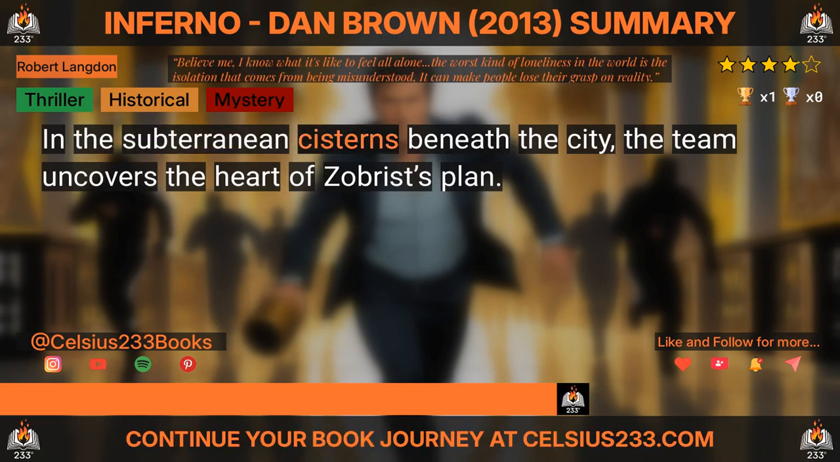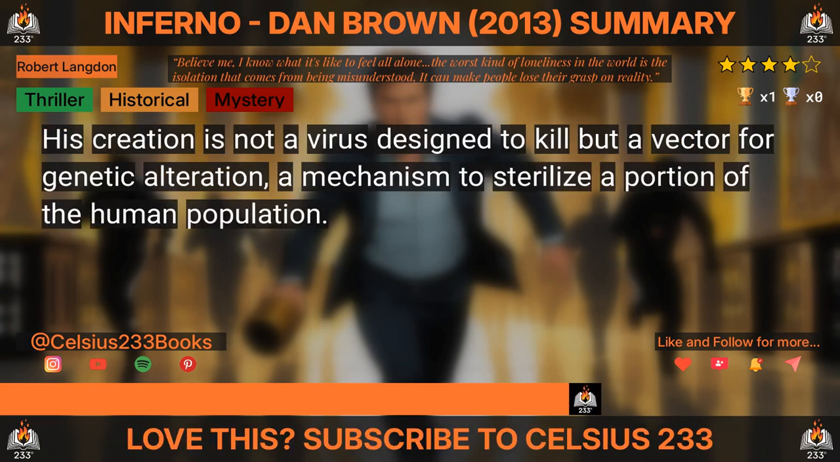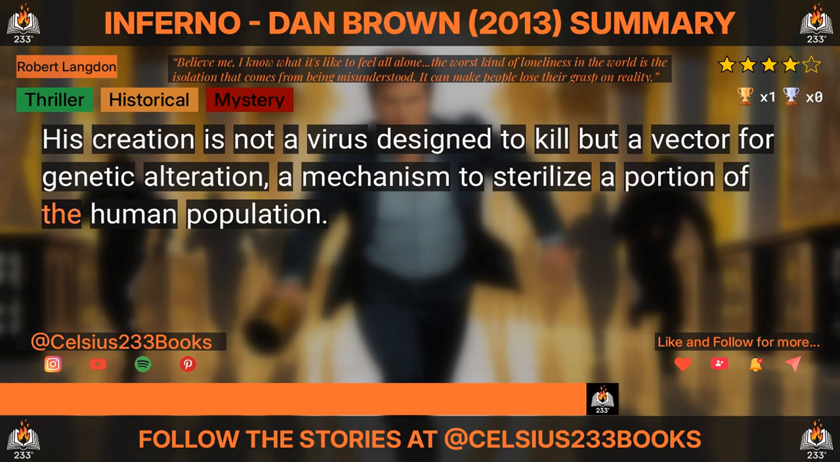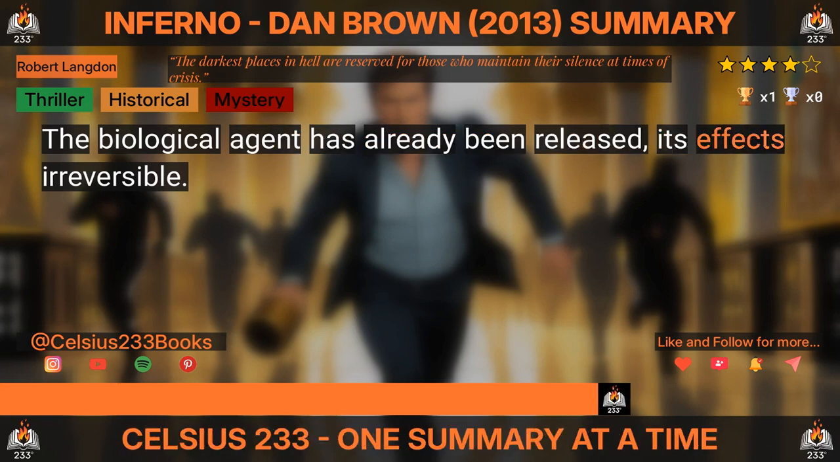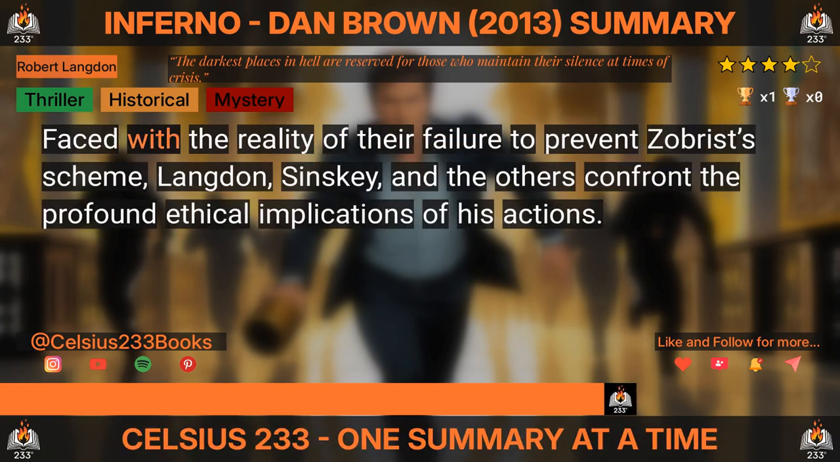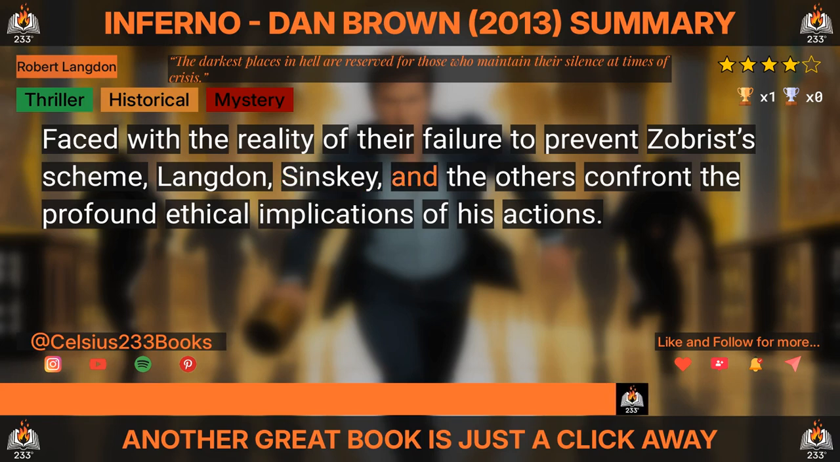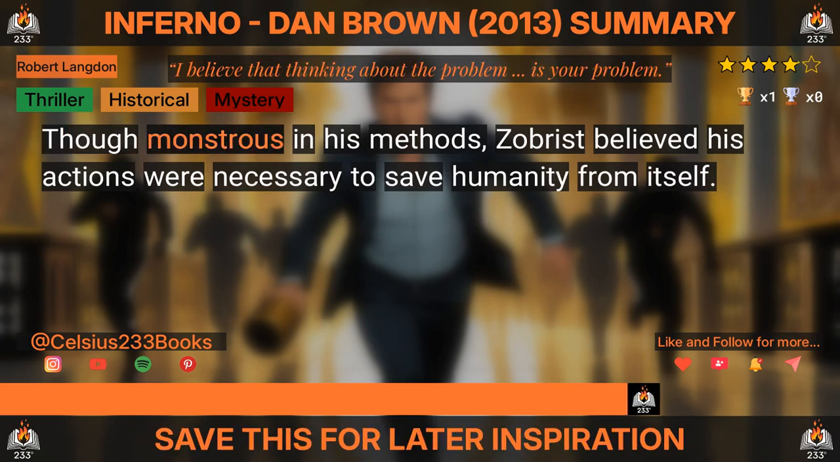In the subterranean cisterns beneath the city, the team uncovers the heart of Zobrist's plan. His creation is not a virus designed to kill, but a vector for genetic alteration, a mechanism to sterilize a portion of the human population. The biological agent has already been released, its effects irreversible. Faced with the reality of their failure to prevent Zobrist's scheme, Langdon, Sinsky, and the others confront the profound ethical implications of his actions. Though monstrous in his methods, Zobrist believed his actions were necessary to save humanity from itself.